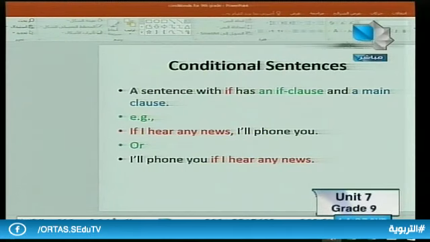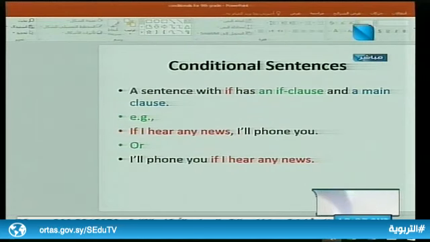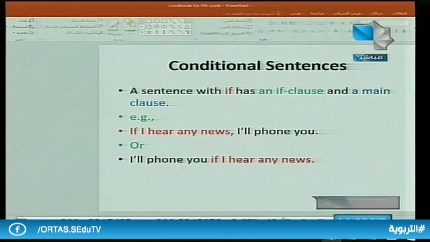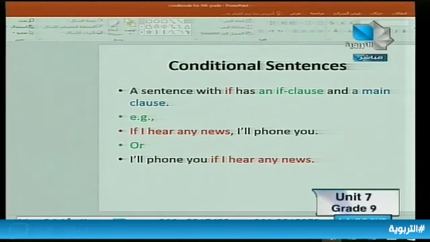One of them is called the if clause, and the second is called the main clause or the result clause. In the if clause, if you say, "If I hear any news," the meaning is not full yet. You are still waiting for the result. What will happen if I hear any news? So it becomes, "If I hear any news, I'll phone you." Or we can also say, "I'll phone you if I hear any news."